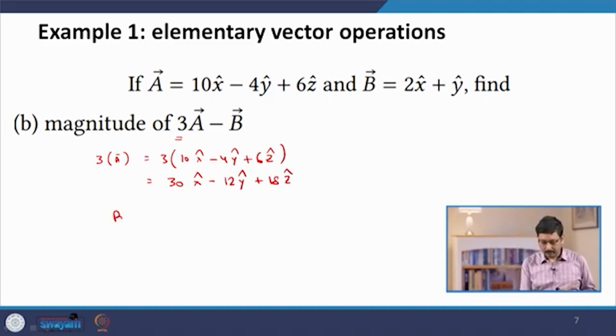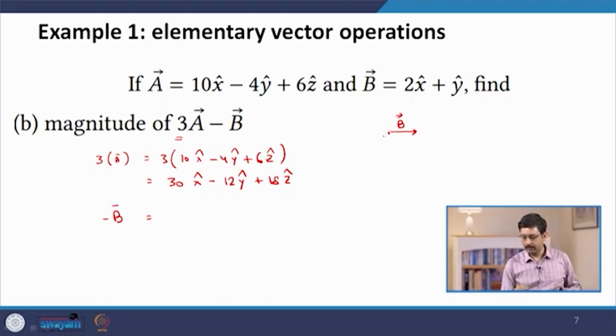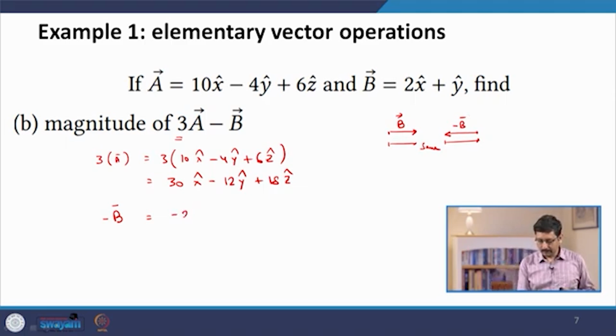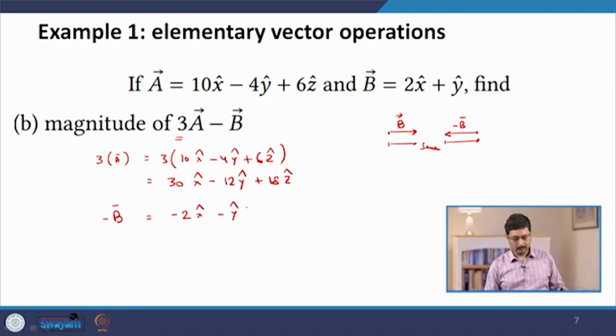Now, minus B. You can think of minus B as multiplying B by minus 1. If this arrow represents B, the length of the arrow is the magnitude of B and the direction of the arrow represents the direction of B, then minus B is an arrow in the opposite direction. The length remains the same, but the direction is opposite. So, minus B is minus 2 x hat minus y hat, and note that there is no z component for minus B.